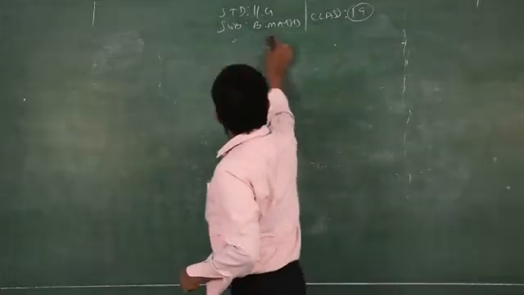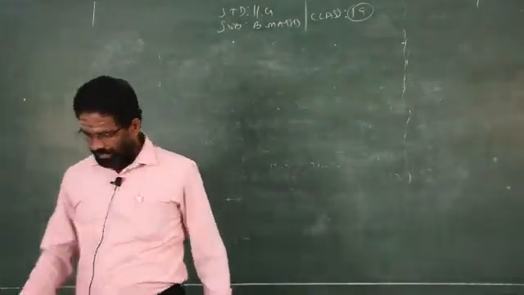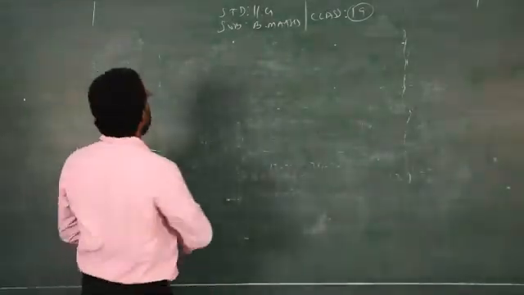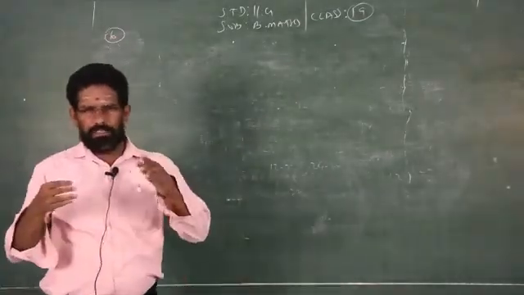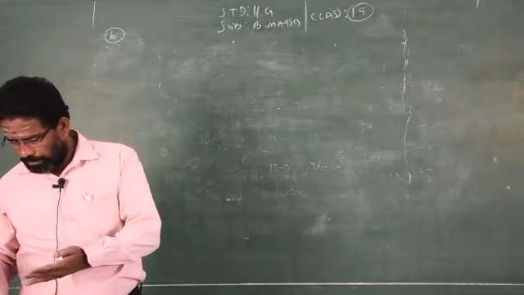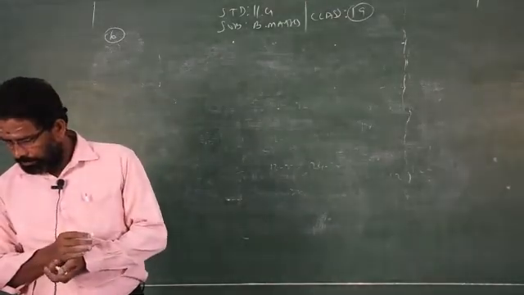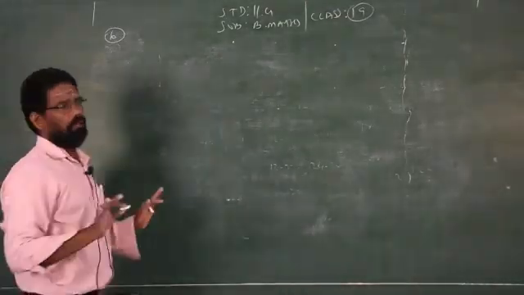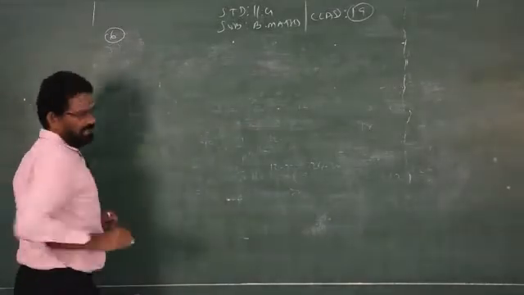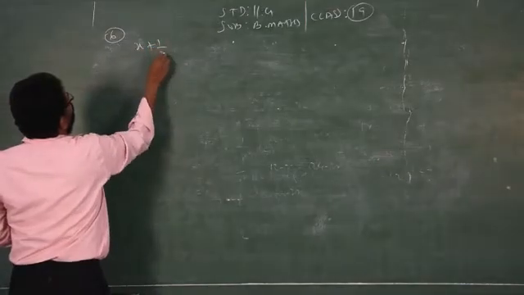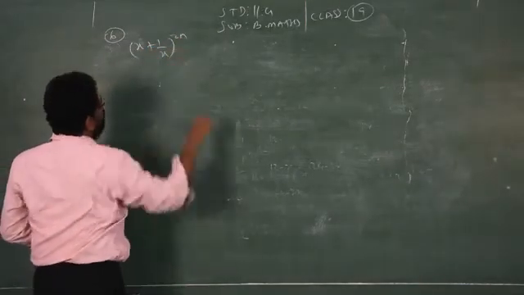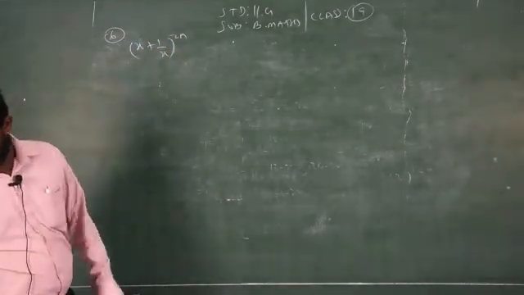So now we will go to the next sum, number 6. This is very simple: prove that the independent term of the expansion is the same formula. What is given in the question? x plus 1 by x whole to the power n. Clear?